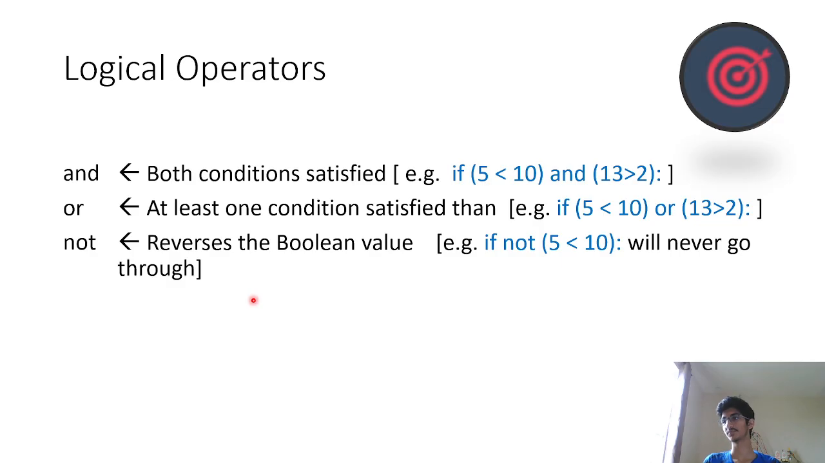And then the not logical operator just reverses the Boolean value. So for example, if we have if not 5 is less than 10, 5 is less than 10 is a true statement. So we're basically saying if not true, and not true just means reversing it. And since there's only two Boolean values, if it's not true, then it's false. And the statement under an if false condition will never be executed. So that's why it says it will never go through. And similarly, if you had not 10 is less than 5, then that would be evaluated as true, because 10 is less than 5 is false, and the opposite of false is true.